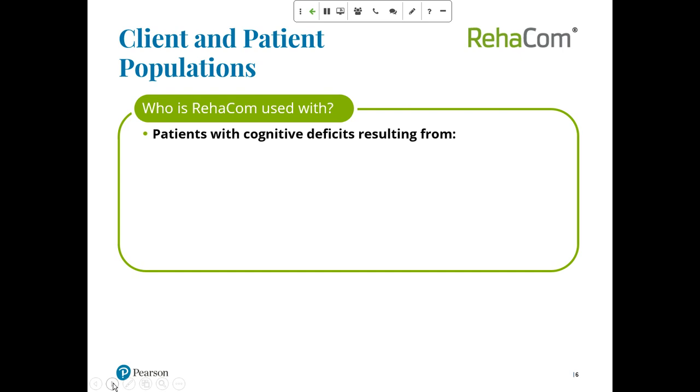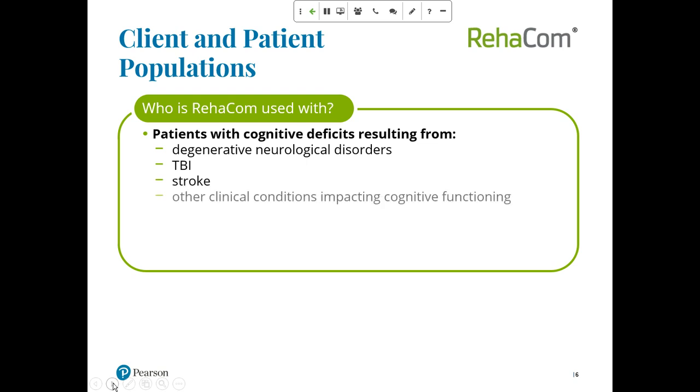If you have patients that have cognitive deficits, they may be as a result of degenerative neurological disorders, for example, multiple sclerosis. It may be that the patients had some kind of a brain injury of a traumatic nature. They may have had a CVA or stroke, or some other clinical condition that impacts cognitive function in an adverse way. Now, what you may find is that the deficits of those patients may range. They may be mild or they may be more severe, and you can use the program with a wide range.